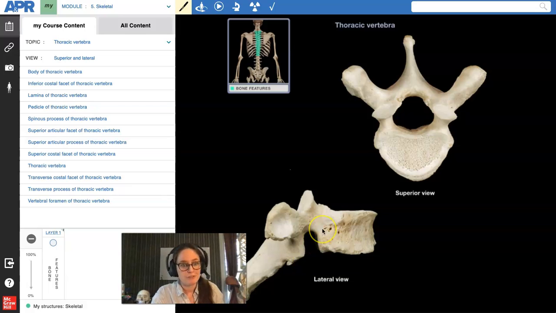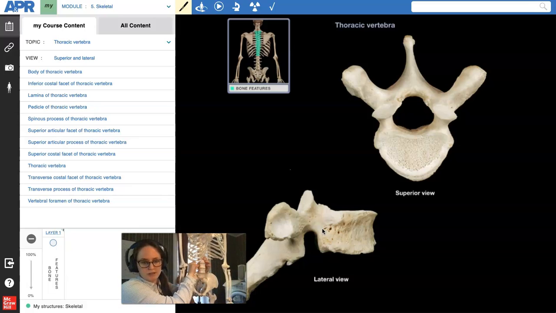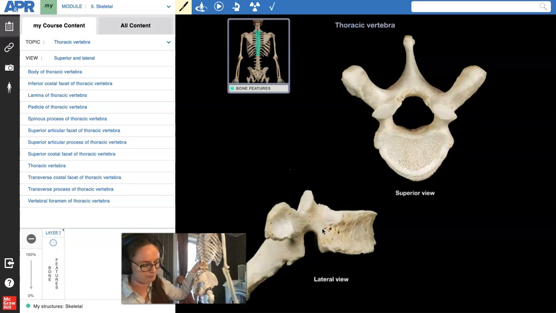You do have intervertebral discs. I'm just going to show you on this guy. That's that fibrocartilaginous pad in between the bodies of the vertebrae. These are the bodies of the vertebrae. That's the intervertebral disc.